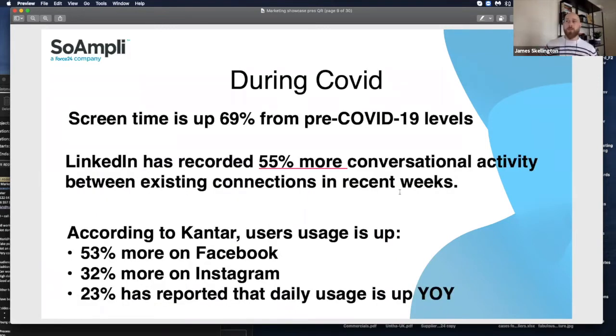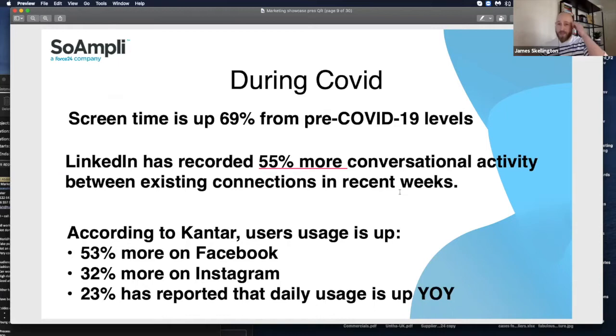During COVID, screen time is up 69%, which is insane. So if you were looking at 1.5 hours a day beforehand, we're looking well in excess of 2 hours a day now going on screen time. LinkedIn has also during this period recorded 55% more conversational activity between existing connections in recent weeks. So that tells me as well that your existing network right now is one of the most powerful and compelling things that you have in play.